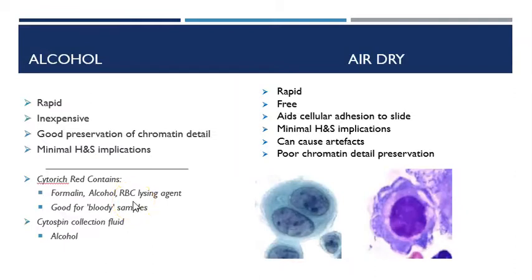So for many fixation situations, alcohol is used: rapid, very quickly fixes your samples, very inexpensive, and maintains chromatin detail very, very well. There are some commercial solutions that contain formalin, alcohol and also red blood cell lysing agents, which can be very good, particularly for bloody preps, especially cervical preps.